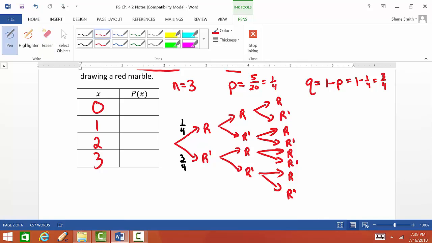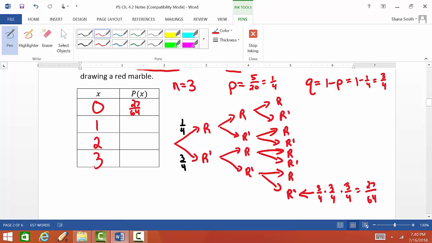All right, so let's try to find the probability of no red marbles. Well, what path gives you no red marbles? Or paths? Well, if you think about it, there's only one, right? R prime, R prime, R prime. That's no red marbles, and that's the only way to get it. So if I want to find this probability, if you remember our tree diagrams, we multiply along the branches. So we take 3/4, another R prime is 3/4, and another R prime is 3/4, which is 27 over 64. So the probability of getting 3 marbles that are not red is 27 over 64.